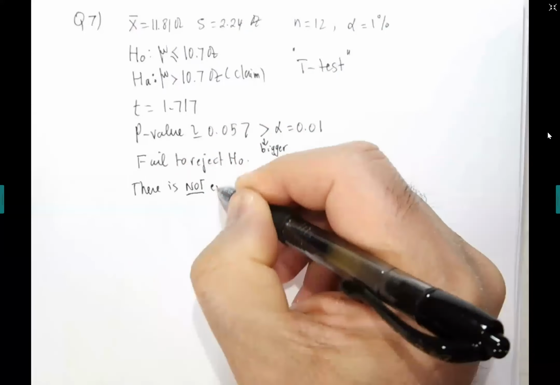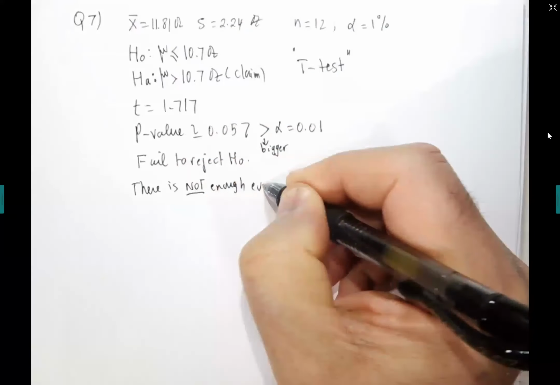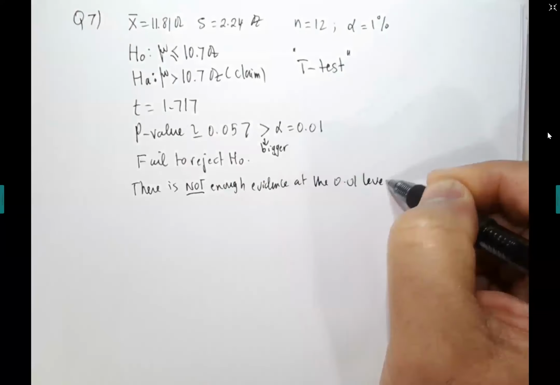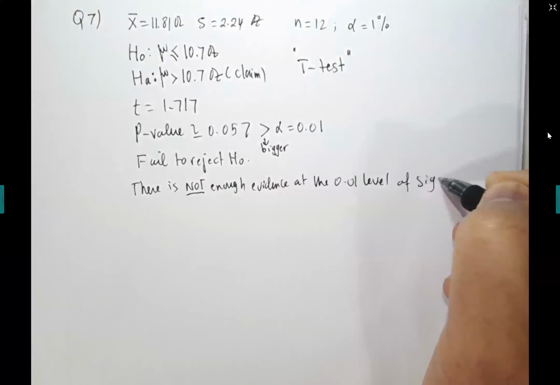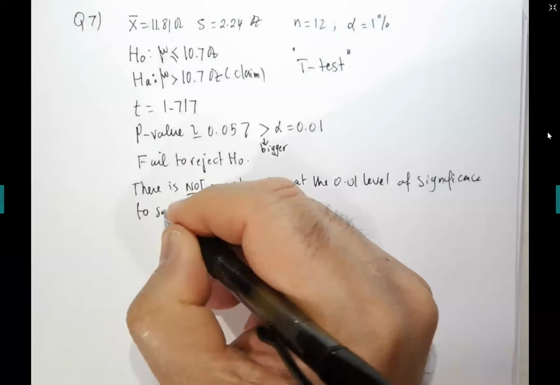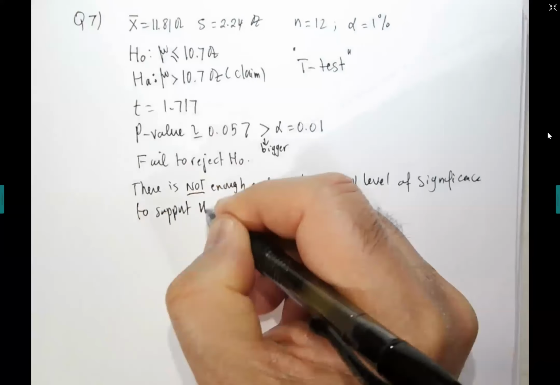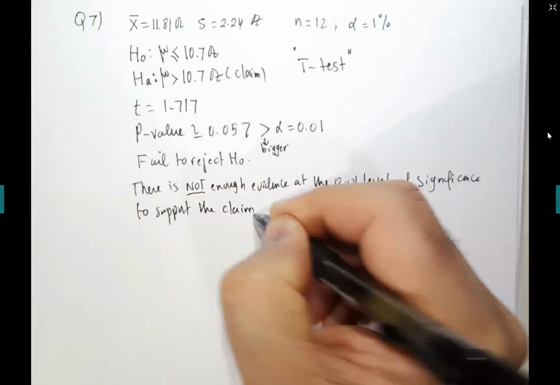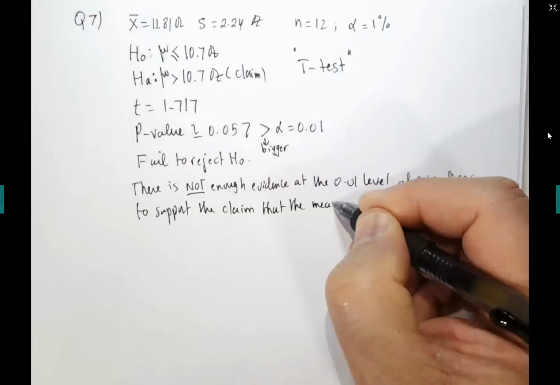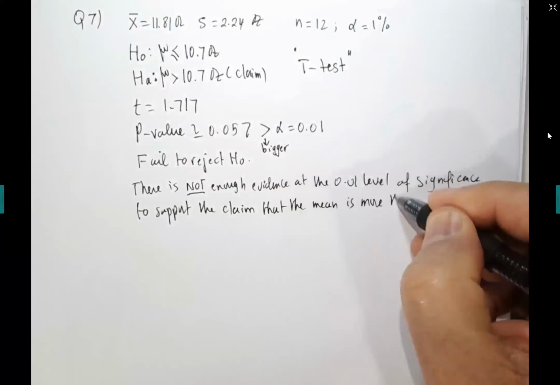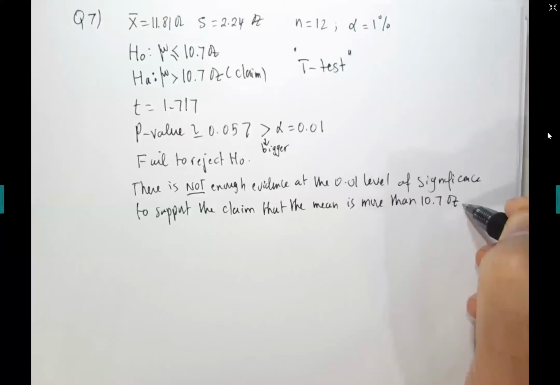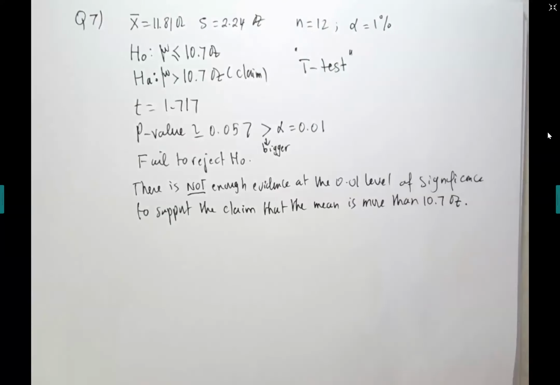And the conclusion: there is not enough evidence at the 0.01 level of significance to support the claim that the mean is more than 10.7 ounces. That concludes the question, guys. Any questions?